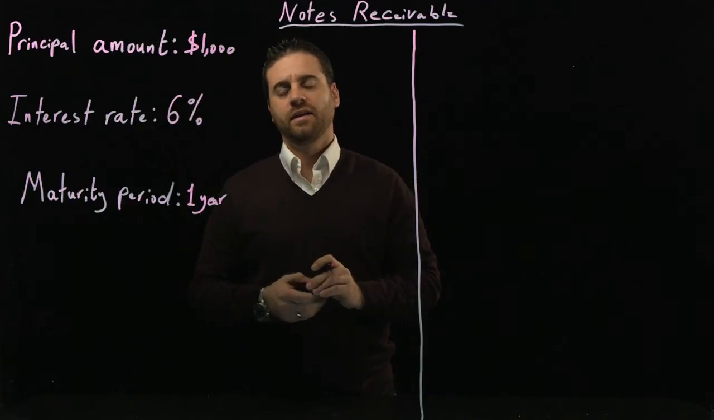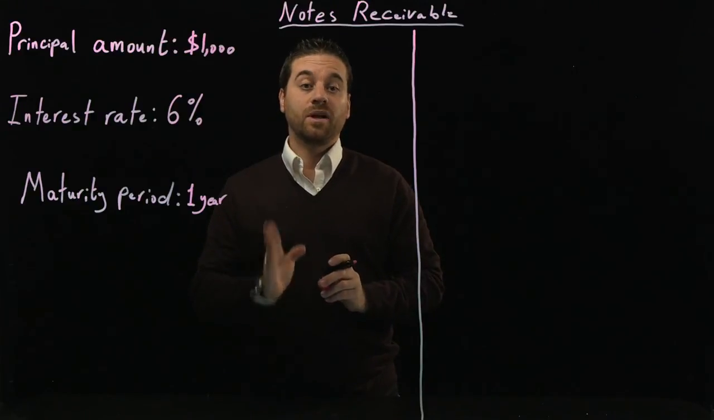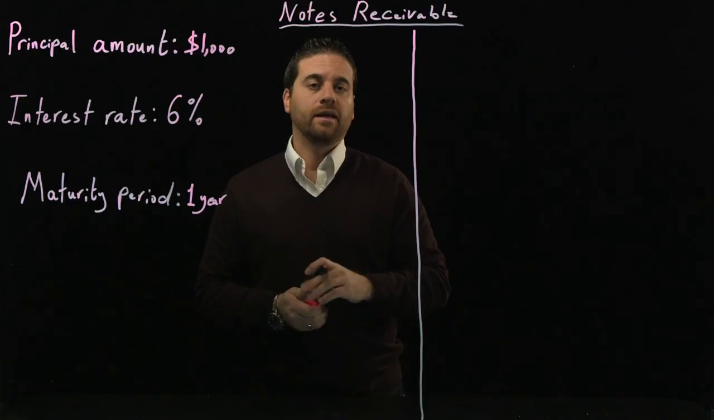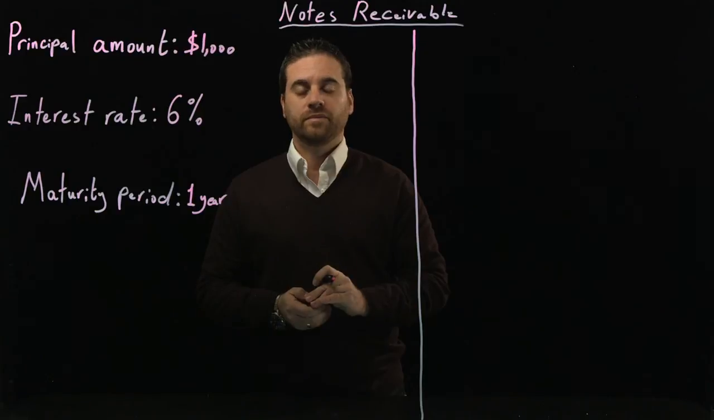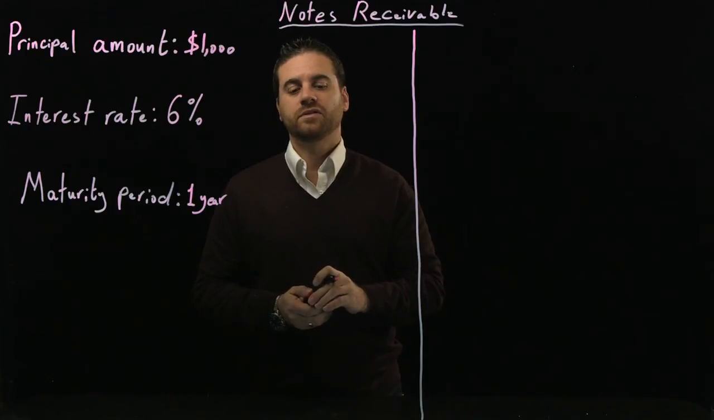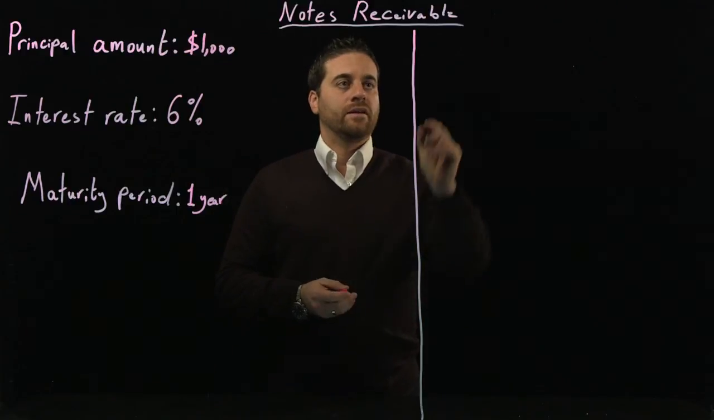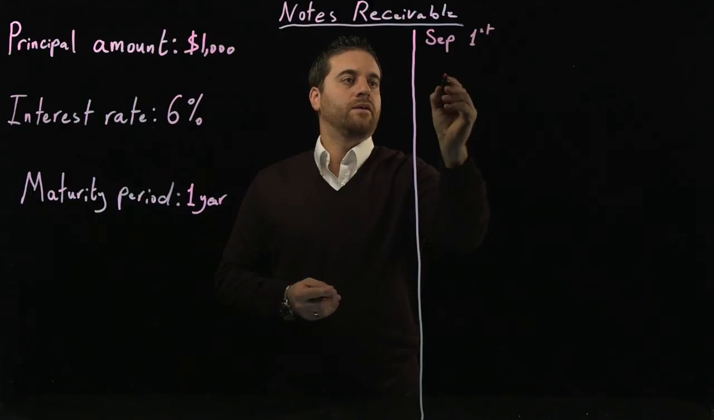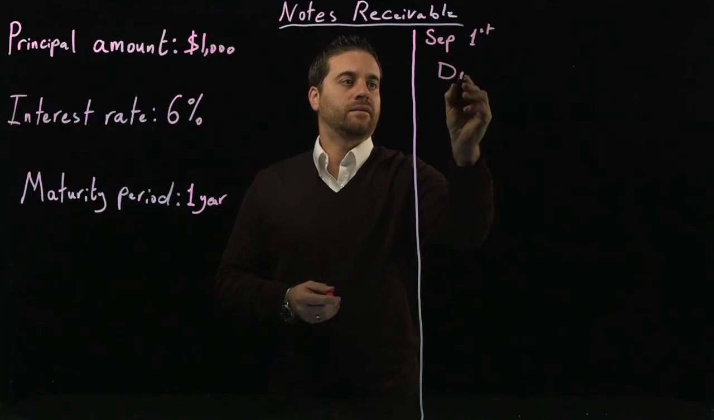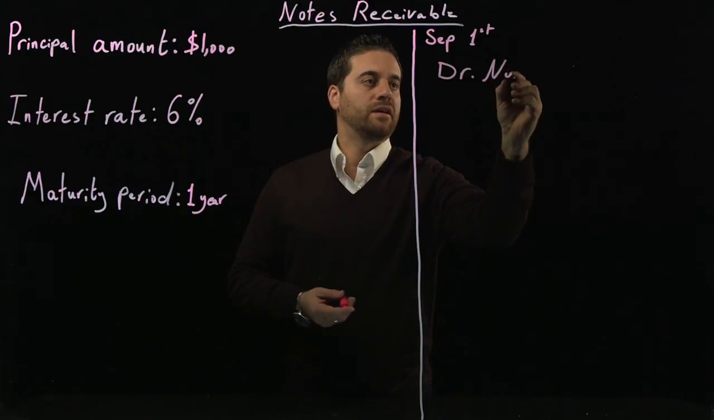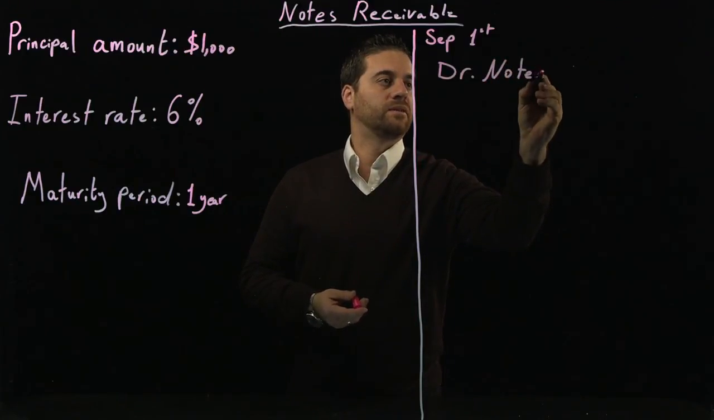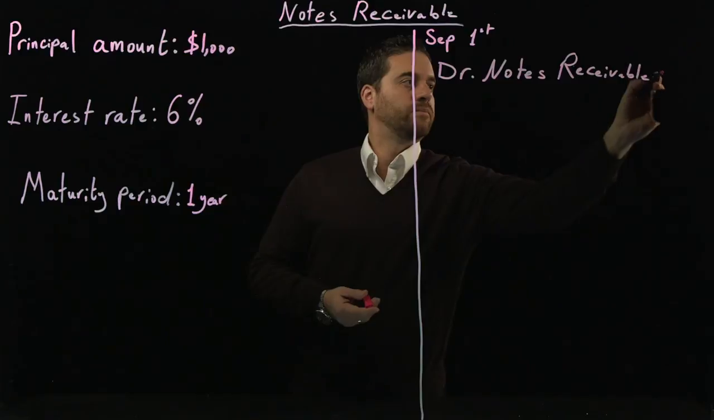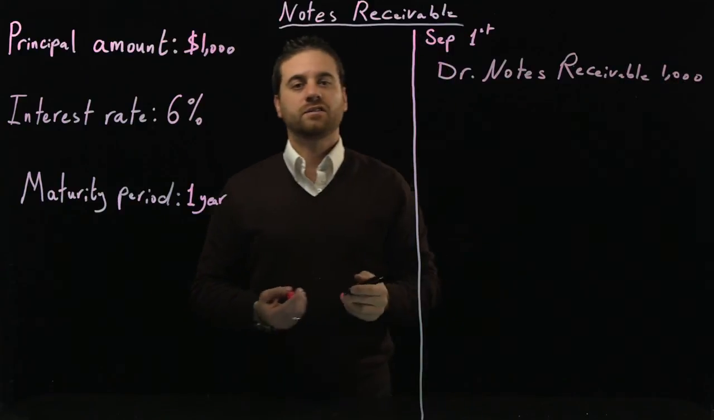And then let's consider that we lend them that money on September 1st. And let's assume that we close our financial statements annually at the end of the calendar year, so December 31st is where we close the statements. Okay, so on September 1st, we will have to debit notes receivable. Notes receivable is an asset just like accounts receivable, and it increases with a debit just like any other asset.